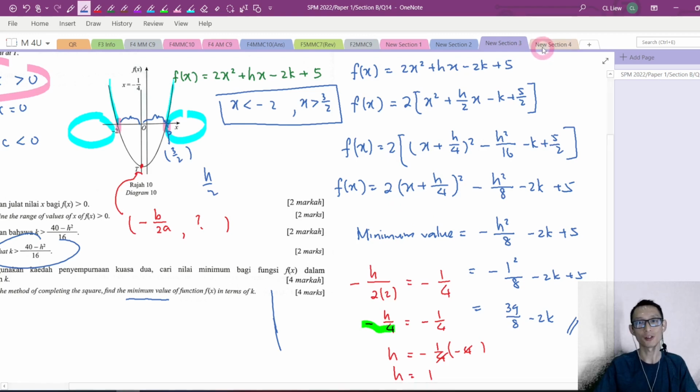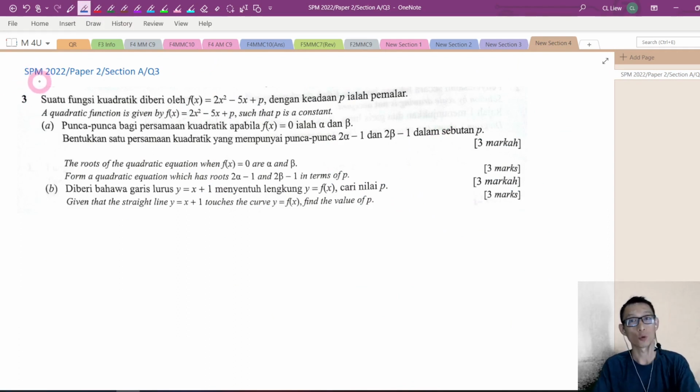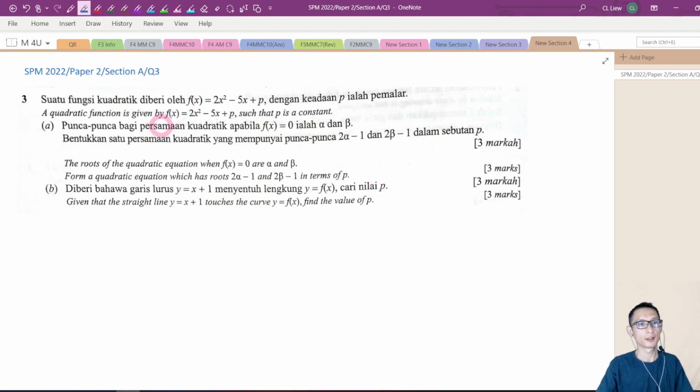Let's try one more question. This is the last question for this video. Now, this is also an SPM question, SPM 2022, paper 2, section A, question number 3. A quadratic function is given by, okay, let me write down the quadratic function. F of x is equal to 2x squared minus 5x plus p, such that p is a constant.